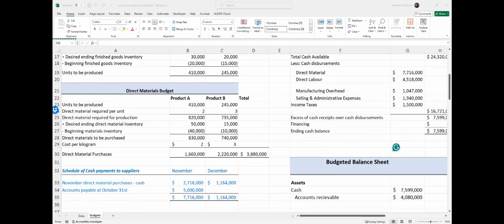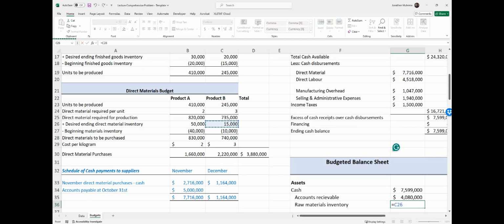And then we have raw materials inventory. Okay, so raw materials inventory, we go to our inventory. We know that the desired direct material inventory was 15. So for product A, it was 50 times 2, and then for product B, the number of units of raw materials for product B was 15 times 3. So I'm going to take the 50 times 2 and the 15 times 3, add those together, and that will be your balance of raw materials.